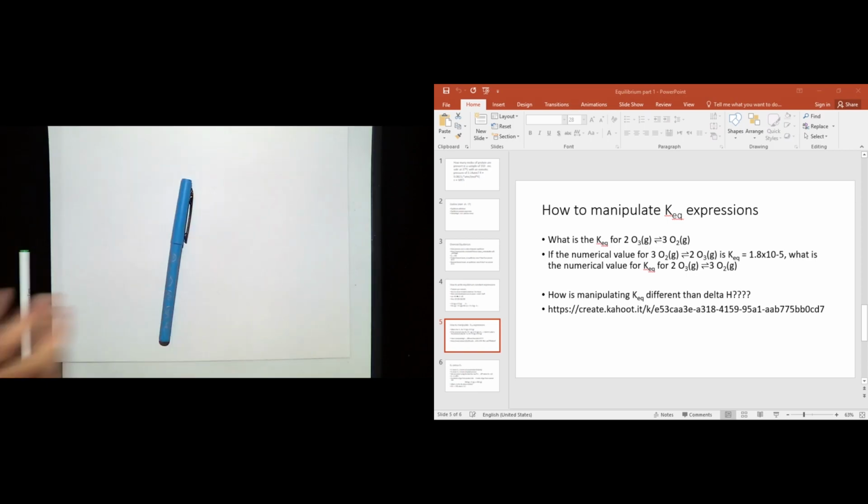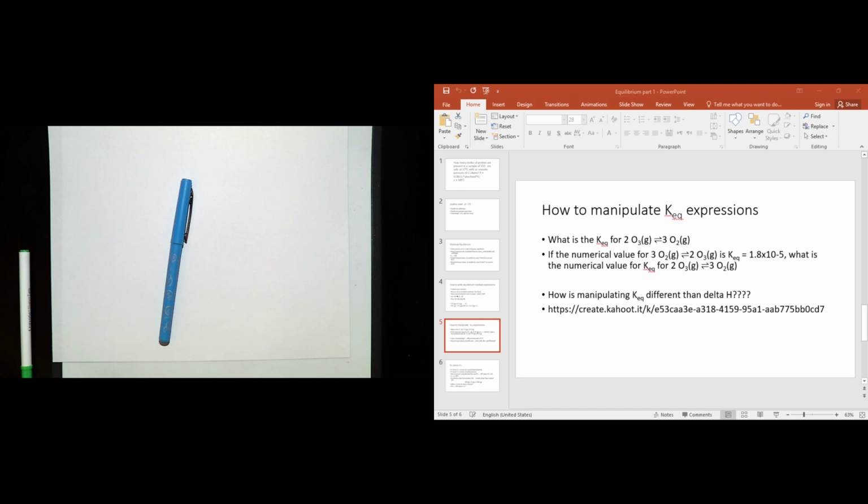Okay, so this is what I call manipulating K expressions, equilibrium constant expressions. This kind of goes back to Hess's law. If you remember Hess's law from last semester, you can flip reactions, you could do 1 over, all of this stuff. This is very different than enthalpy. So when you did delta H, the rules were very different.